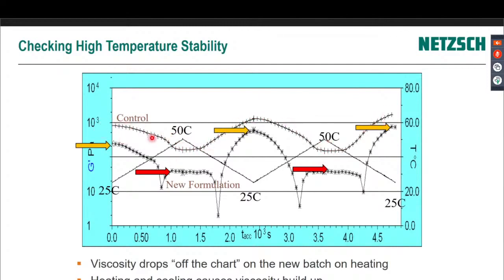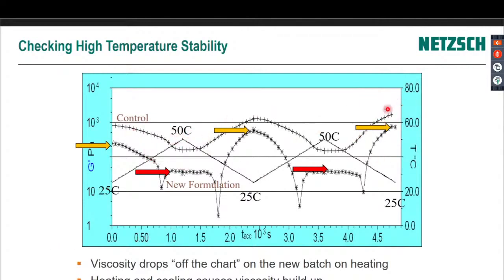Now, ideally, this would be completely irreversible. You heat it and cool it, and it would go back to the same viscosity, right? So we're talking maybe 800, 900 pascals. Heating and cooling, it's gone up to maybe 1200, maybe up to now 1500 or 2000. So this is not perfectly stable, this control, but it's not very unstable, right? We're seeing the temperature go up and down here.